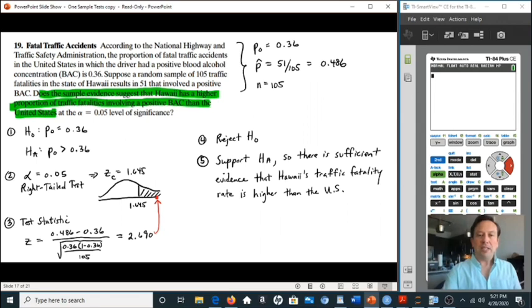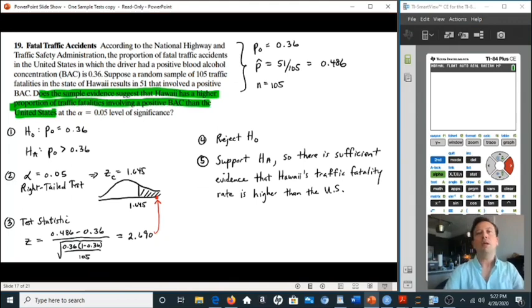So what does that mean? What's our sensible conclusion here? If we're rejecting H0, that means this is no good. So that means I would go with what HA is trying to say, that the proportion is more than 0.36. So in other words, to answer this question, we can say yes, there is sufficient evidence that Hawaii's traffic fatality rate is higher or greater than the 0.36 US rate.